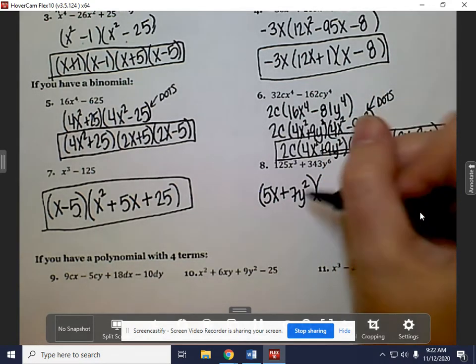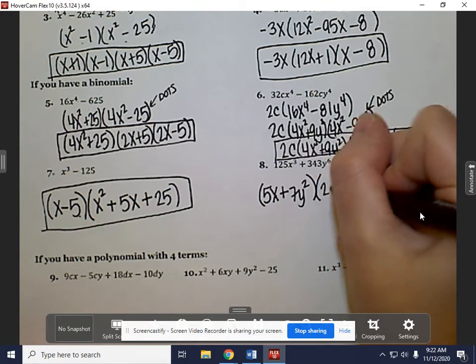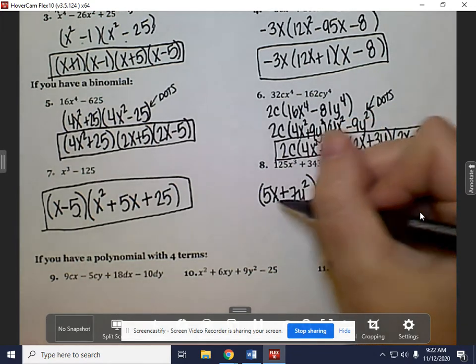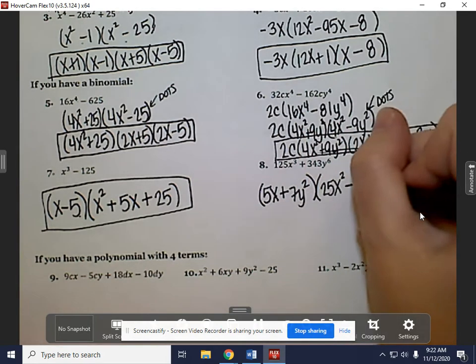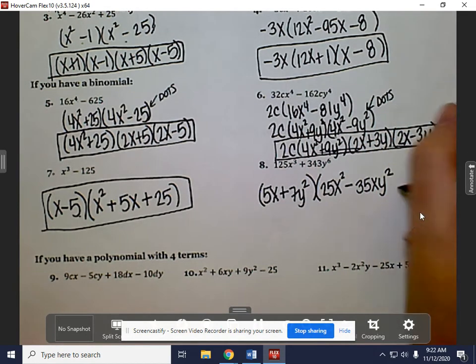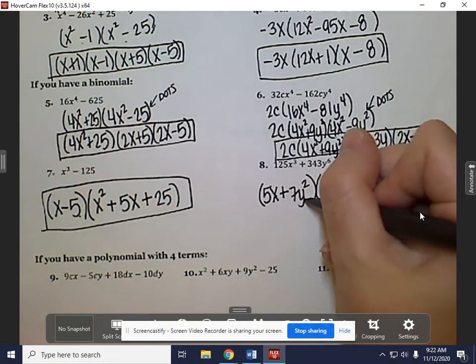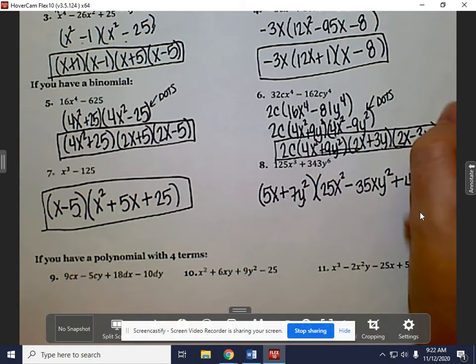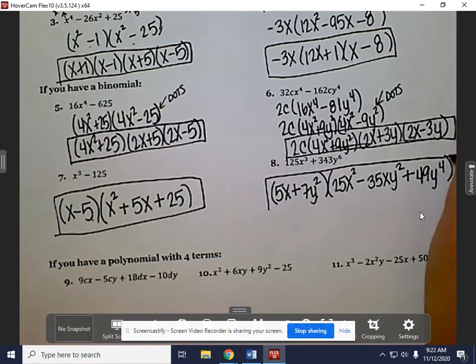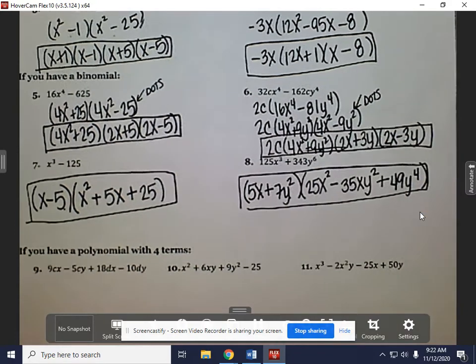So then from here, I square the first term. That would give me 25x squared. Opposite sign. I multiply these together. So that would give me 35xy squared. Always positive. I square the second, or the last term, whatever you want to call it, 49y to the fourth. And that would be my final answer for that one. So once again, knowing that process is going to be important for doing sum or difference of two cubes.